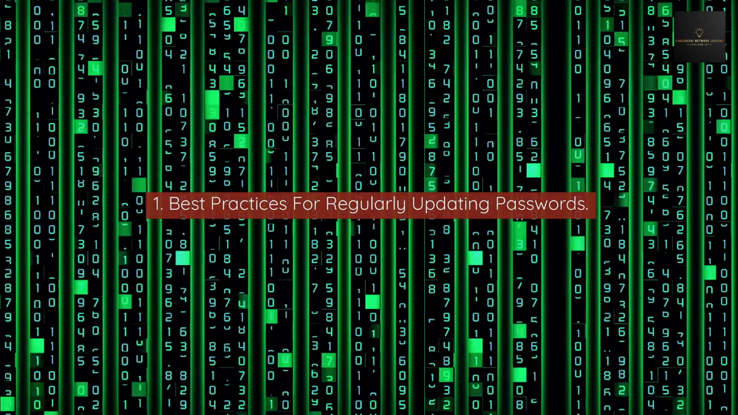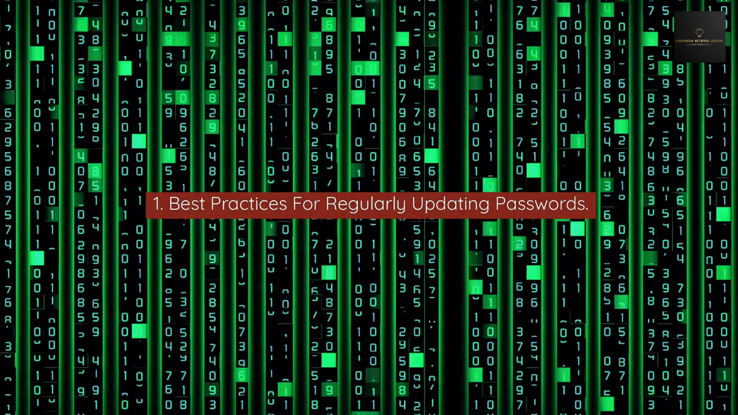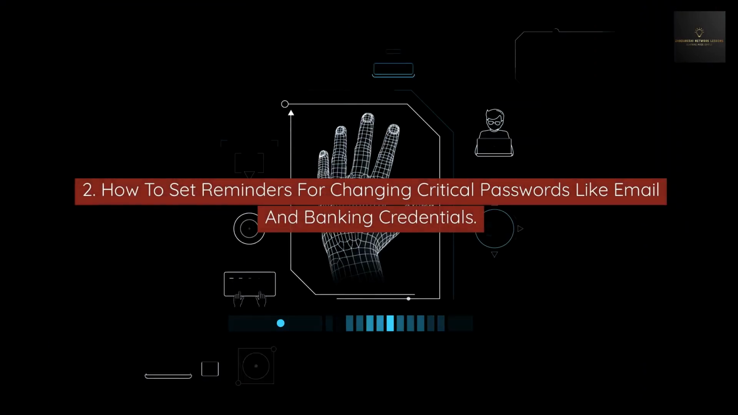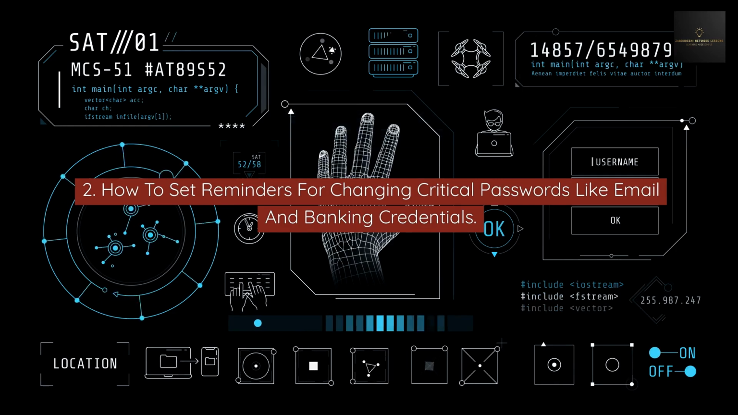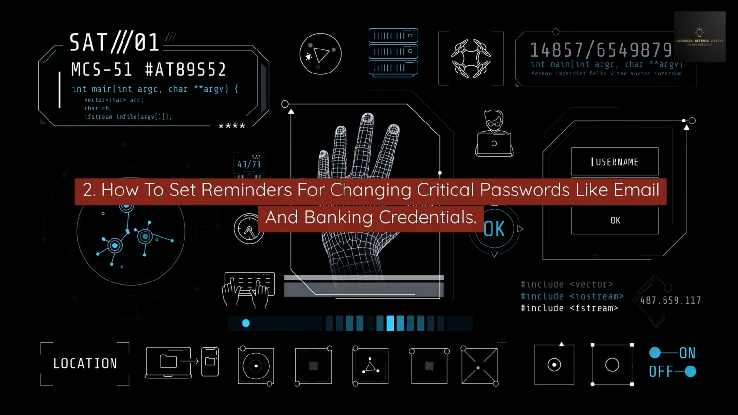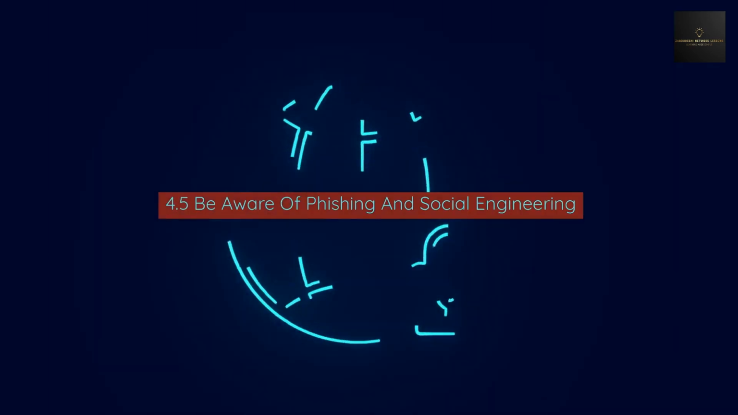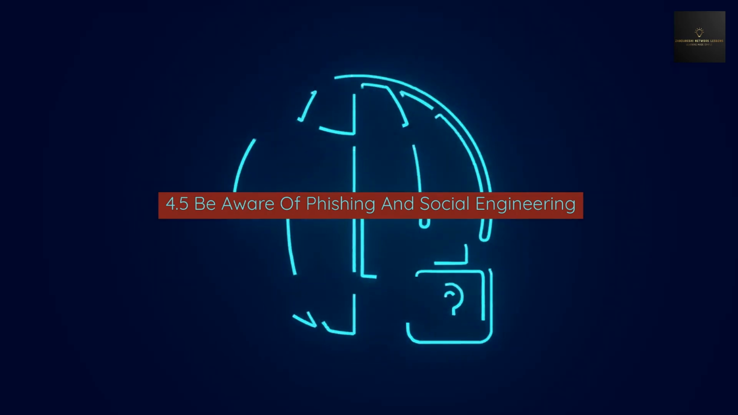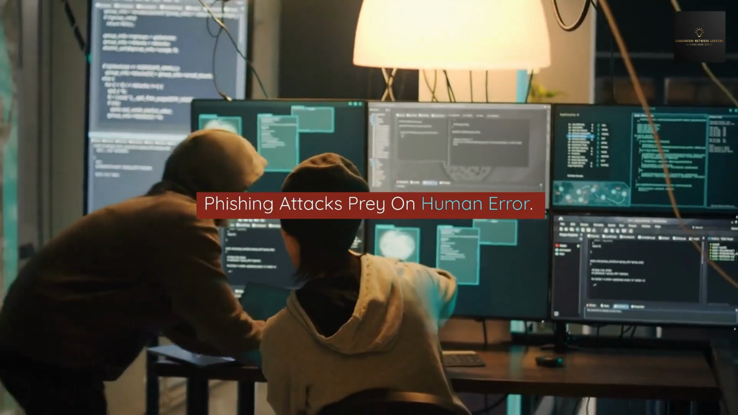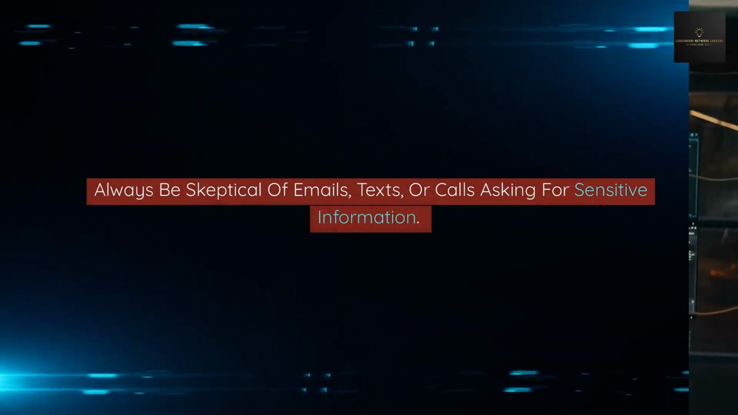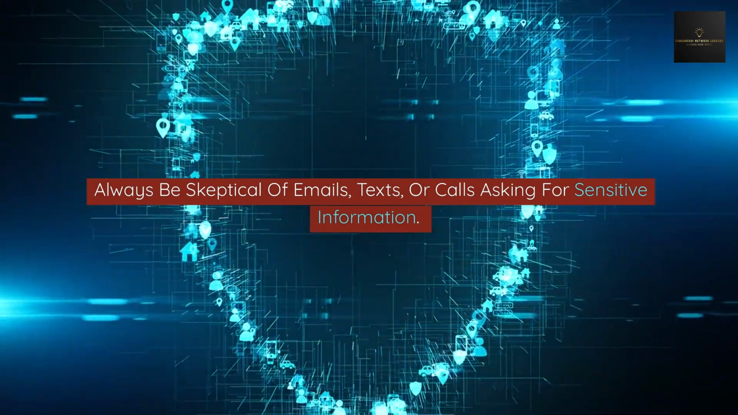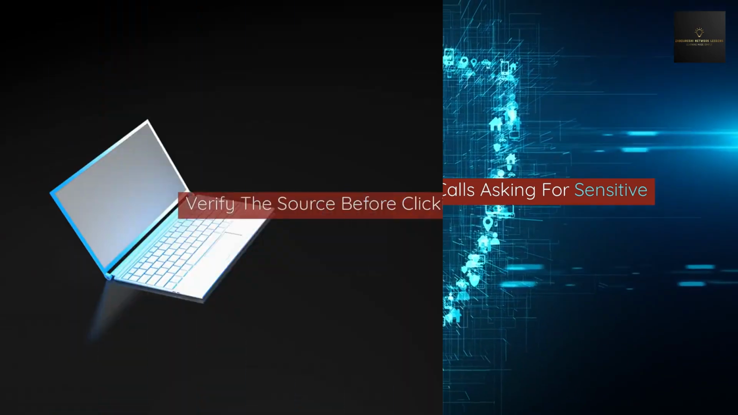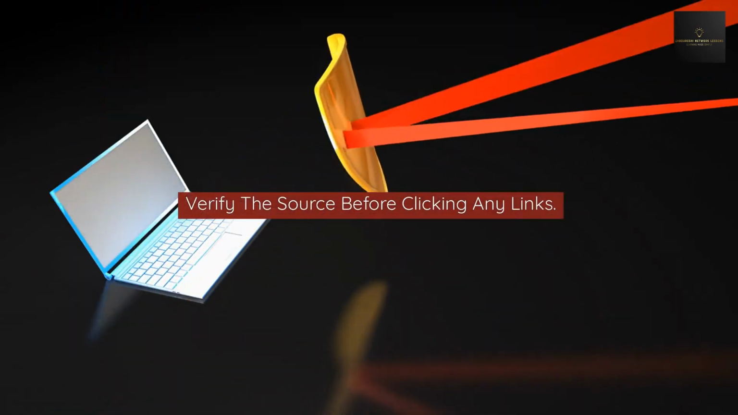Details. 1. Best practices for regularly updating passwords. 2. How to set reminders for changing critical passwords, like email and banking credentials. 4.5. Be aware of phishing and social engineering. Phishing attacks prey on human error. Always be skeptical of emails, texts, or calls asking for sensitive information. Verify the source before clicking any links.